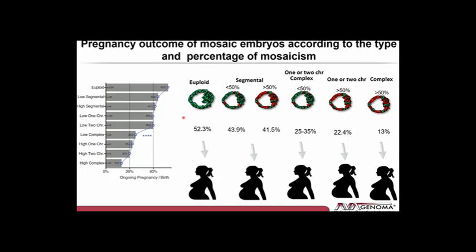So from these results, we can draw a sort of classification of mosaic embryos based on their characteristics, in which segmental show the highest level of pregnancy rate, then the mosaics with one or two chromosomes and complex, and the last were mosaics with the higher level of mosaicism.